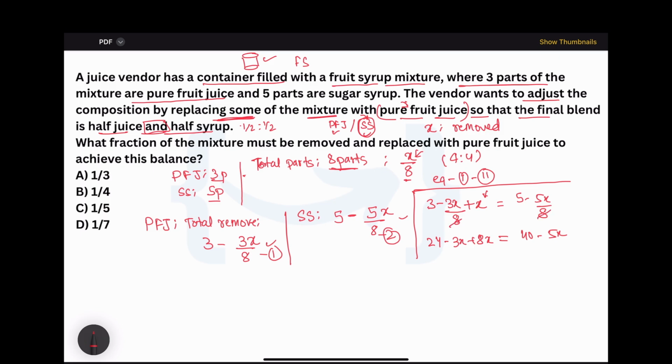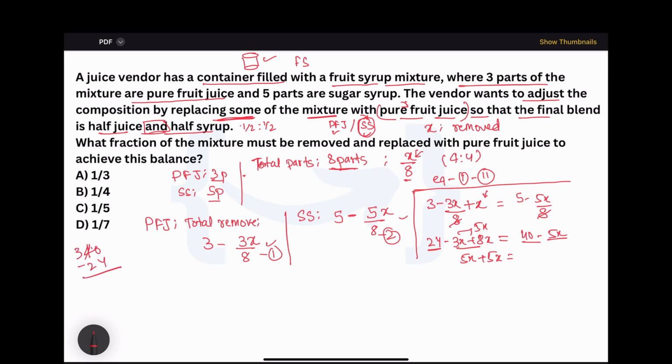8 will go away because we took LCM. Clear? Now the next step would be: this becomes 5x, this becomes 5x, so I will write 5x, and this 5x will come here, so this becomes plus 5x, so this thing and this thing is over. Then we have 40 and 24 is positive, so we just need to subtract.